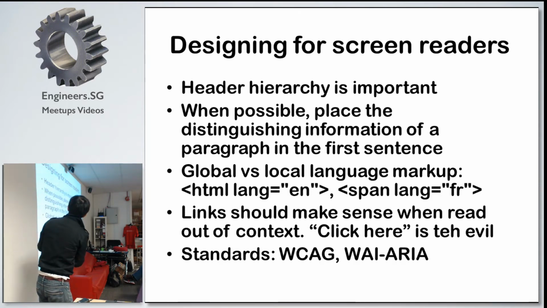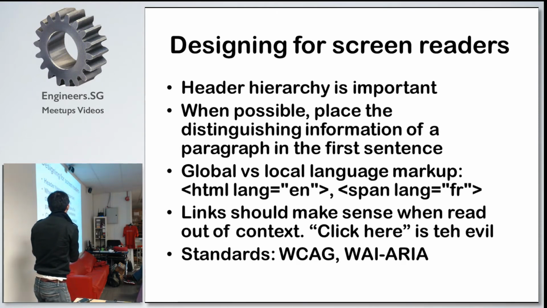Second thing is, when possible, place the distinguishing information of a paragraph in the first sentence. This might sound very similar, if you're a journalist, to the inverted pyramid. The first paragraph is the facts of the news, and so on. In accessibility, this means that when reading the first paragraph, you roughly know the context for the rest. So it just makes good sense. This is not coding, this is content, but it makes good sense.